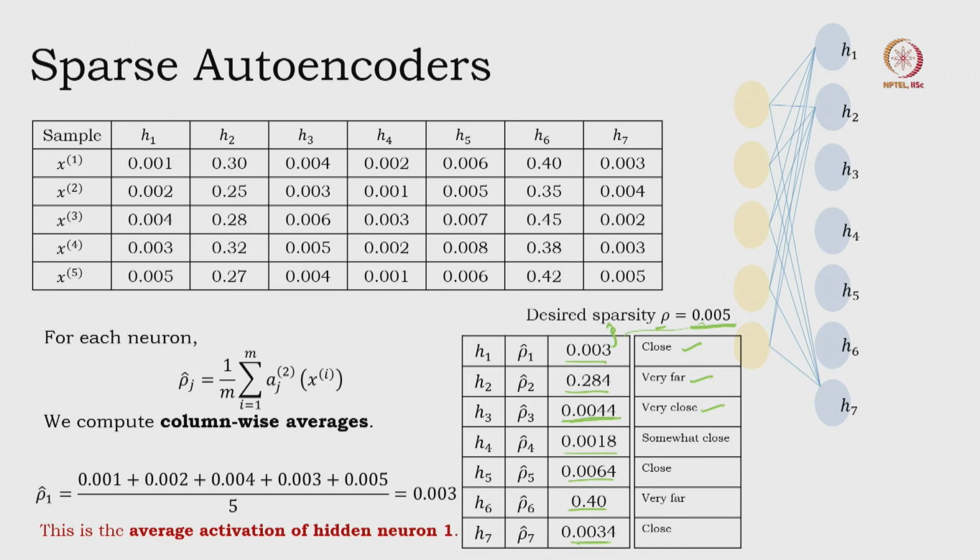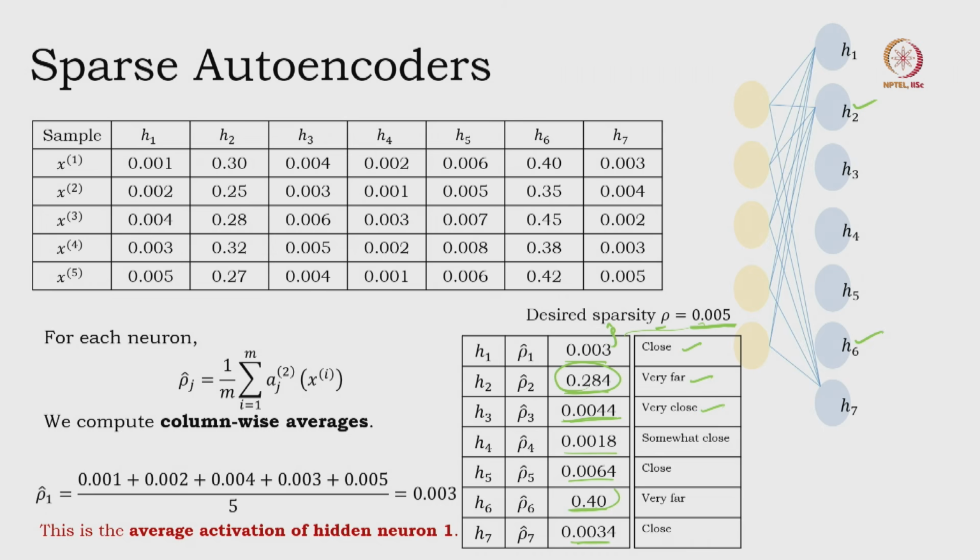this is close. So the whole concept here is we don't want a hidden neuron to be active most of the time. The average activation of that particular neuron should be active only rarely. If that is the case, you have to check the average activation. We have done that. You have compared it with the original. Now, where should the penalty be more? Definitely the penalty should be given to H2 and H6.